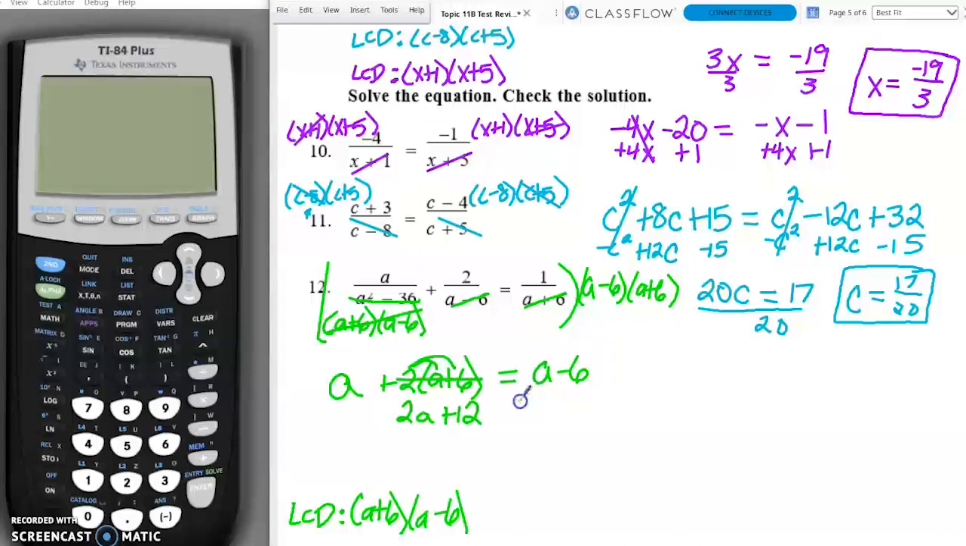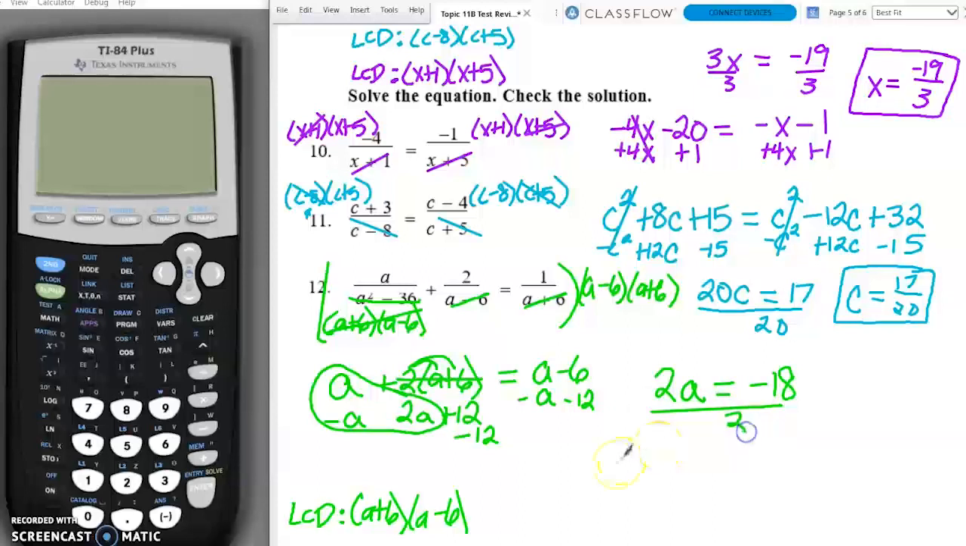And so what I'm going to do is I'm going to go ahead and subtract this a over, and we'll just combine all of the a's together. We'll subtract 12 over this side. So a minus a plus 12, that's going to be, or plus 2a, excuse me. It's going to be 2a is equal to negative 18. Divide by 2 on both sides, we get a equals negative 9.